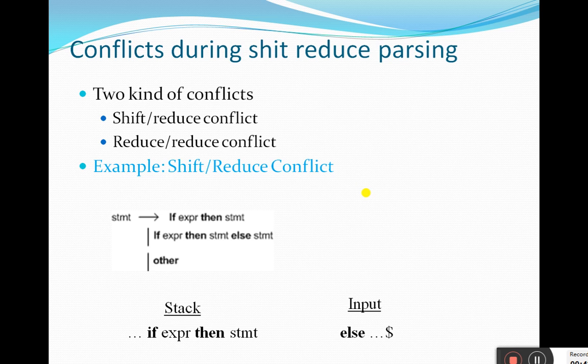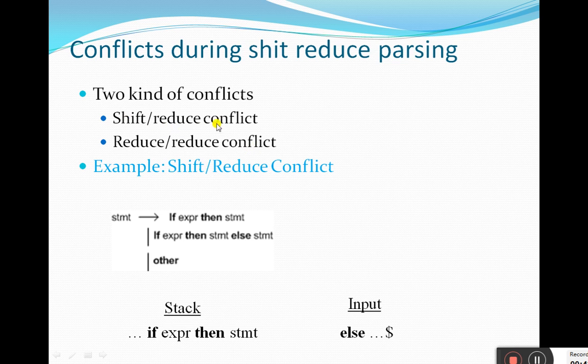Whether a shift is to be done or a reduce is to be done, or if a reduce is to be done, there may be a possibility that the handle can match with more than one body. In that case we have a reduce-reduce conflict, meaning which production is to be used for the reduction when the handle matches more than one body. So the first type is the shift reduce conflict, and the most dangerous type is the reduce-reduce conflict.